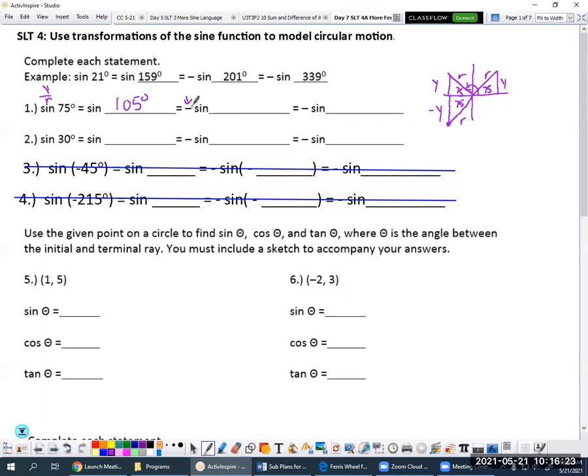So here, if I have this negative here and I go negative and then negative y over r, I'll get the same y over r as I would from sine 75. So then in the third quadrant, I'm going to do 180 plus 75 and I get 255.